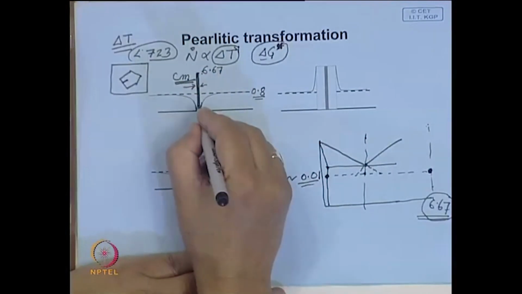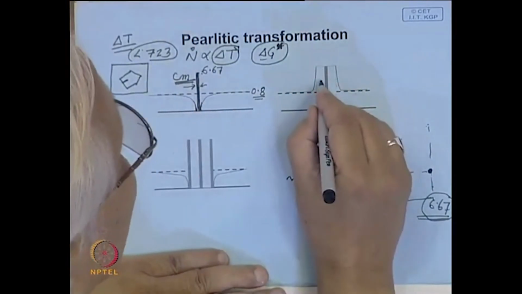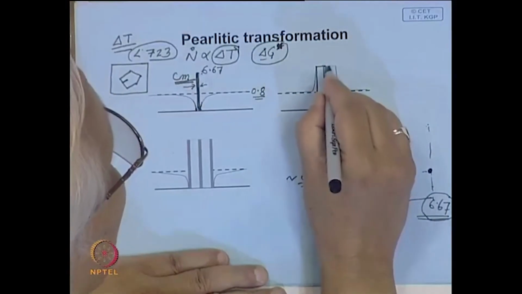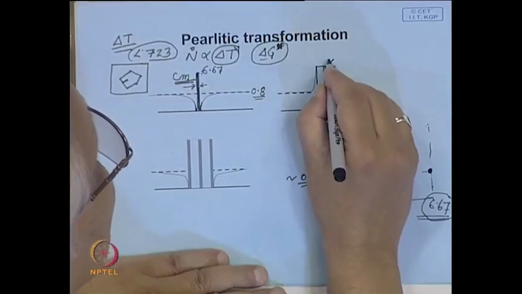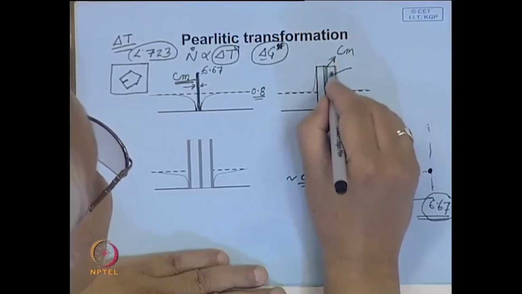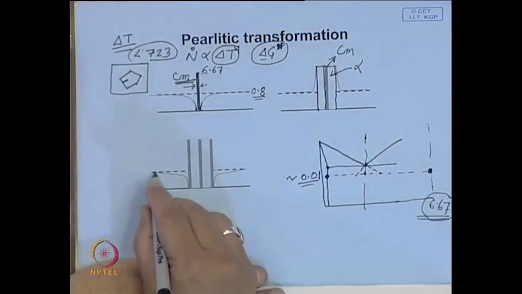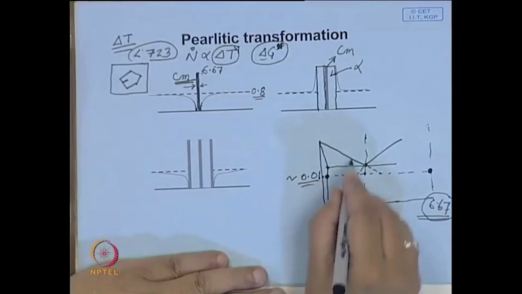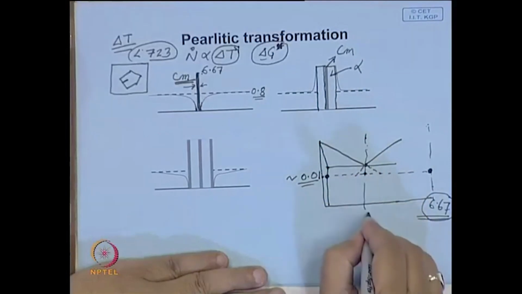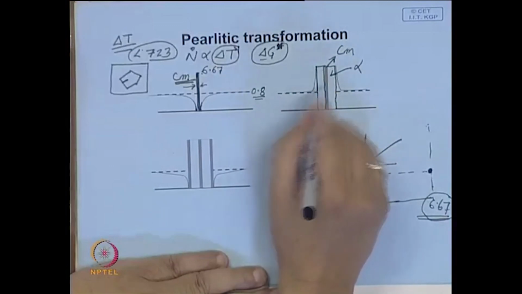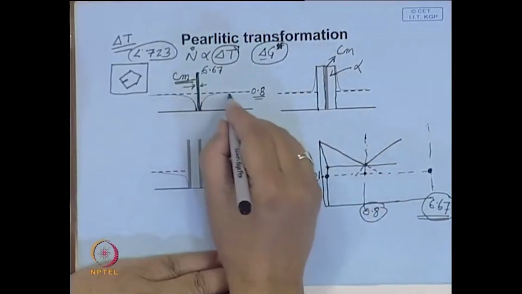And now, once this grows to a certain point, then this carbon content decreases so much that a plate of ferrite nucleates. And when a plate of ferrite nucleates, this is cementite, this is ferrite. Ferrite has hardly any carbon content, but austenite steel here has 0.8% carbon. So, from 0.8 it has to reject the carbon, the surrounding area has 0.8.